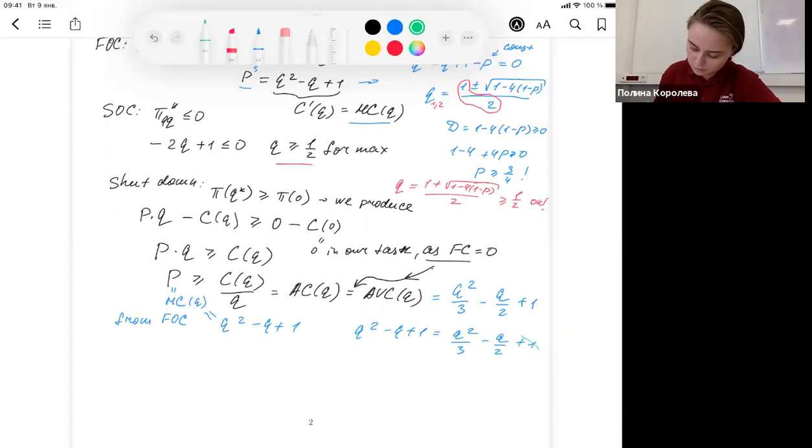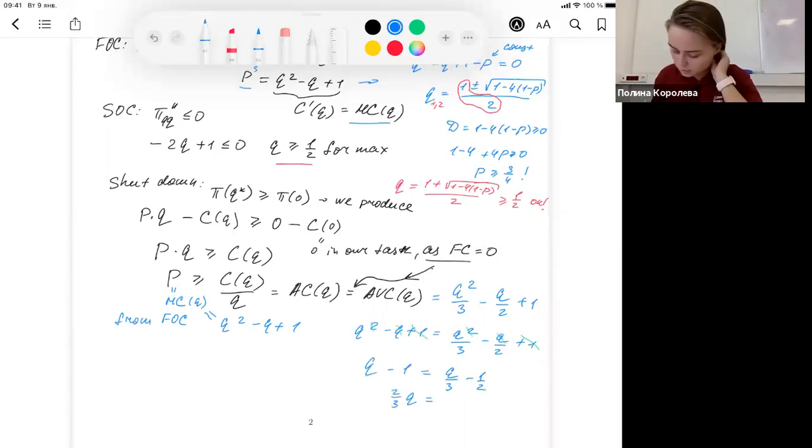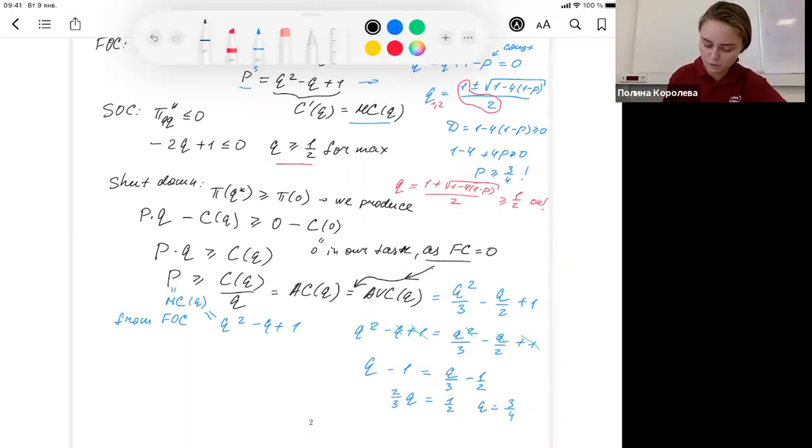Delete plus 1 and delete Q square. Then we have Q minus 1 equals Q over 3 minus 1/2. And here we see that we have 2/3 Q equals 1/2. And this is Q equals 3 over 4. What does that mean? That means we will have the minimum of average variable costs if quantity is equal to 3 over 4. I will draw it for you for understanding.